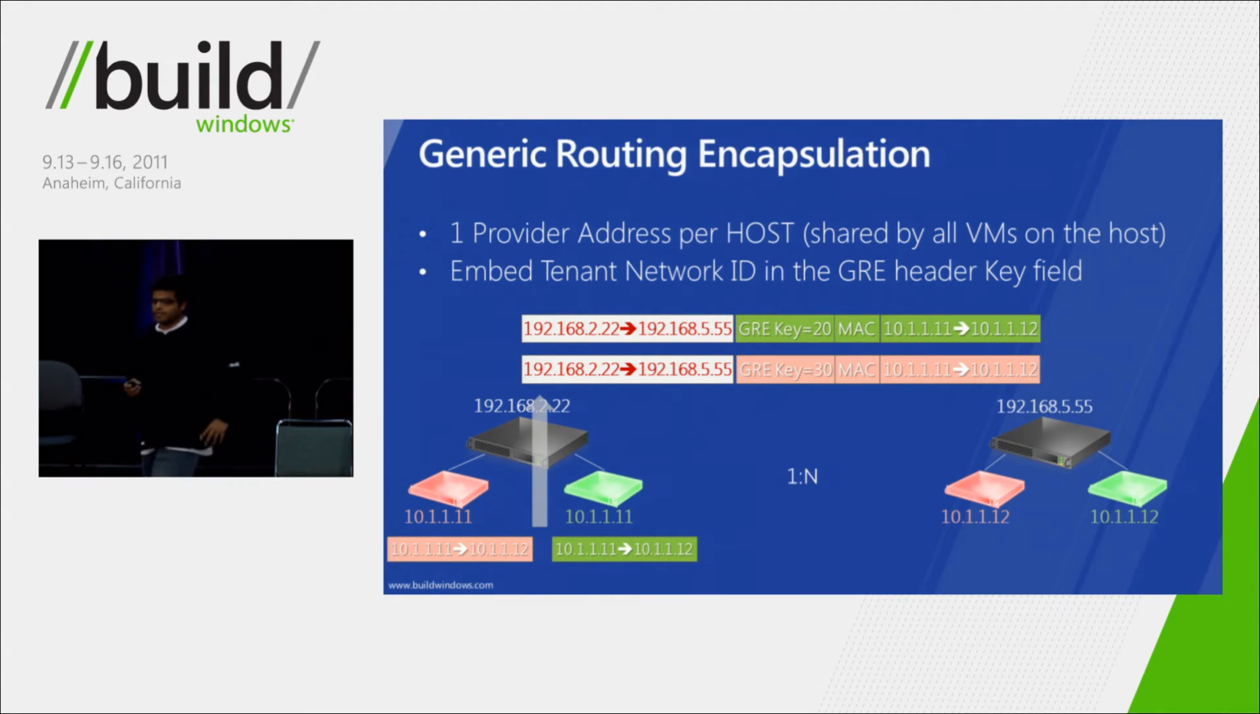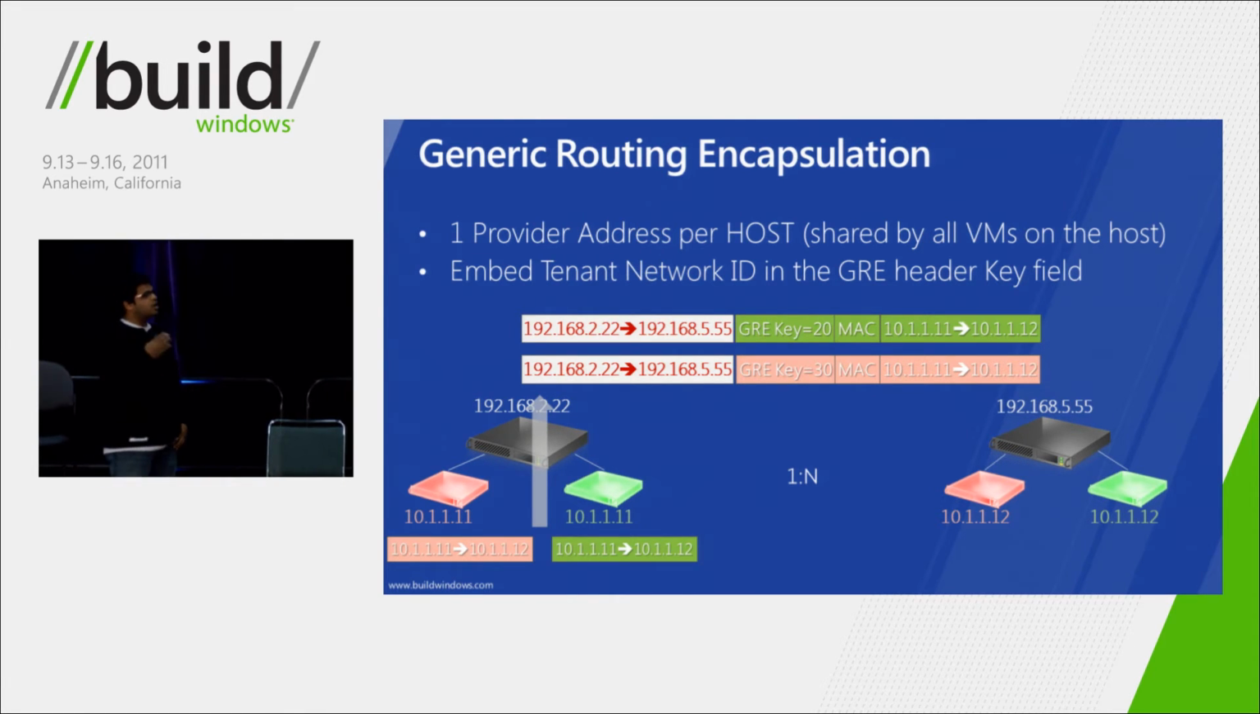As I said, the 192 address is uniquely routable, so there's no problem getting the packet to the destination server. But the destination server has a problem. It decapsulates the packet, and the inner packet has a destination of 10.1.1.12, and you don't know which one to send it to, because you have two tenants who have the same IP address.